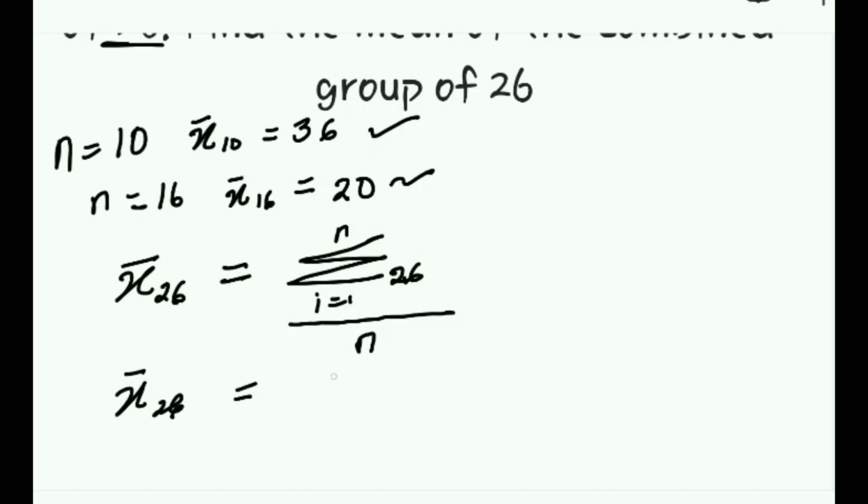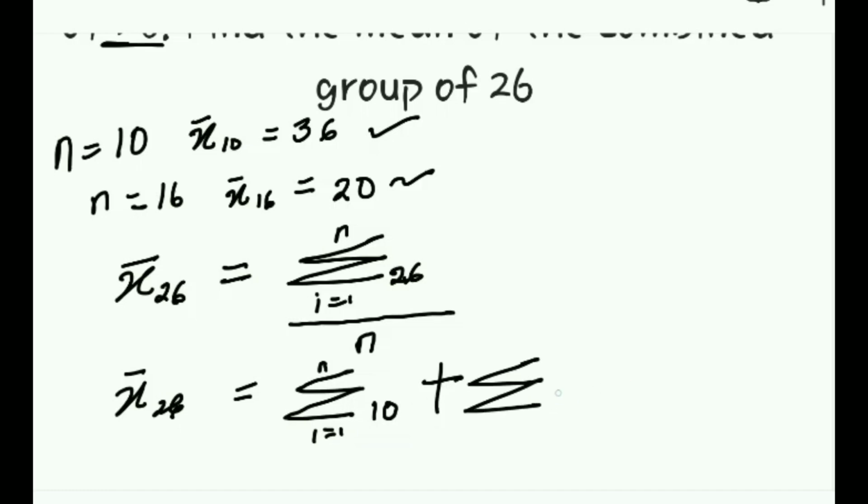made up of the summation of the 10. We have two groups. One of the groups is made up of 10 scores. So you add all the 10 scores from the first to the last, plus the summation of the second group, which is made up of 16 scores from the first to the last. When you add these two together, you will get the summation of the 26 individual scores. So all of this is divided by the number 26.